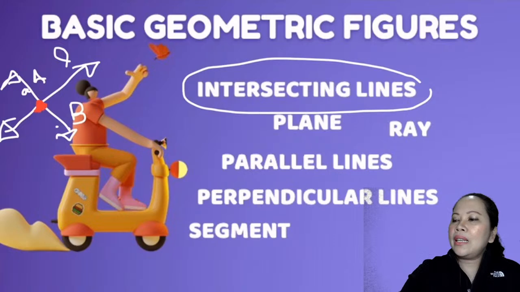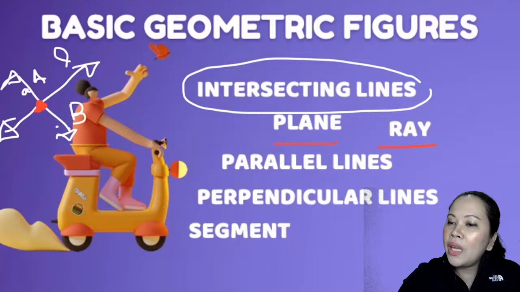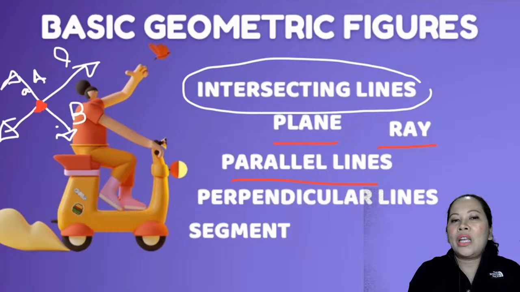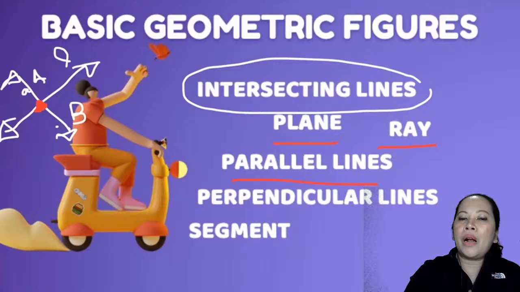Now the next one, we have done plane, we have done ray, and so we have parallel lines. When we say parallel lines, these are lines that are not intersecting, or that will never meet. Two different lines that will never intersect no matter how far they are extended. It is on the same plane, but it is never intersecting. So if you have a line and another line, that is a parallel line.